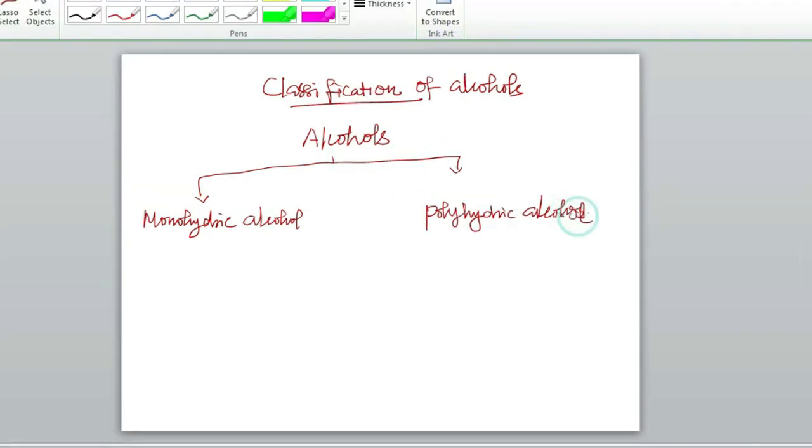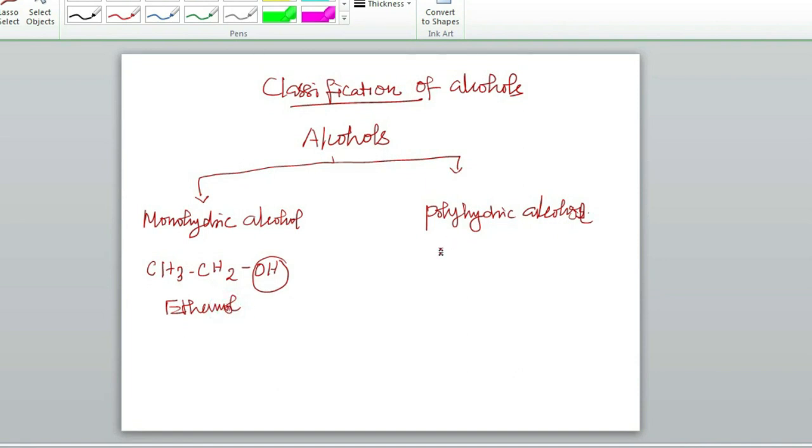Monohydric alcohol contains only one OH group. For example, CH3CH2OH. It contains only one OH group, and this is named ethanol. The last part of the name is "ol".